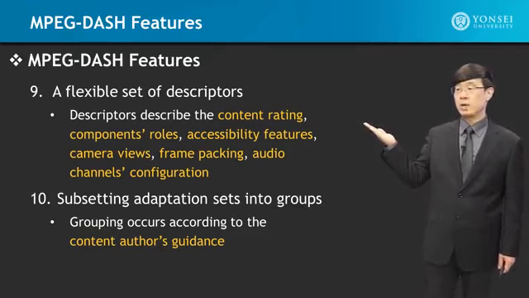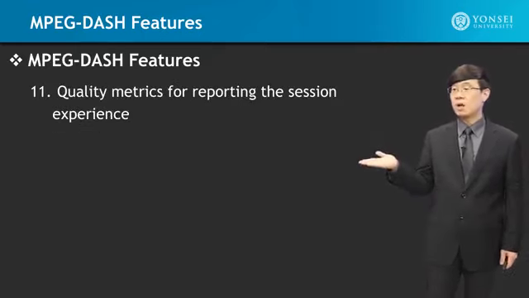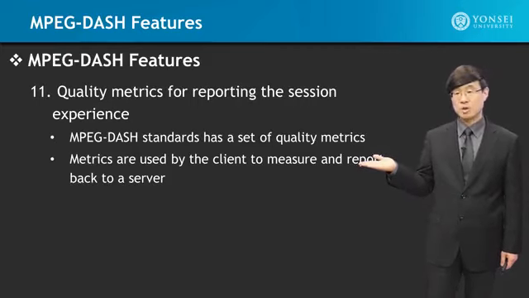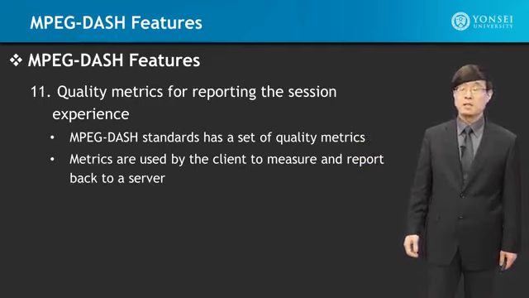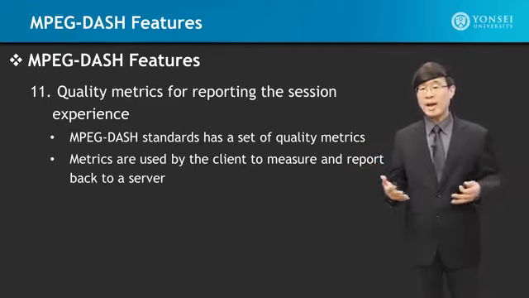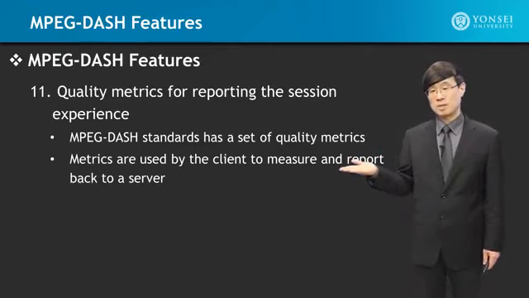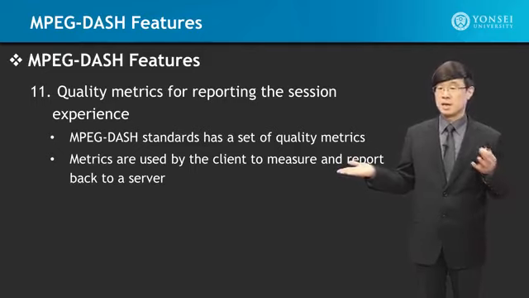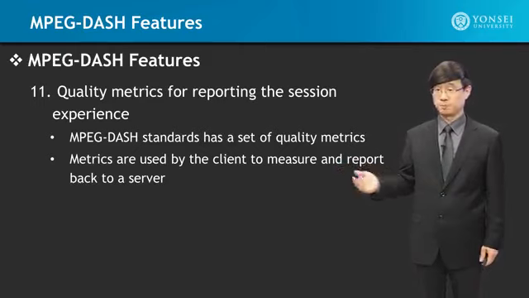Quality metrics for reporting the session experience. MPEG-DASH standards has a set of quality metrics. These metrics are used by the client to measure and report back to a server. So the server can get feedback on the quality of the session experience. So this information can be collected and used to improve the way that the network is managed and controlled, and various other characteristics can be prepared, scheduled, and deployed based upon this very important information.